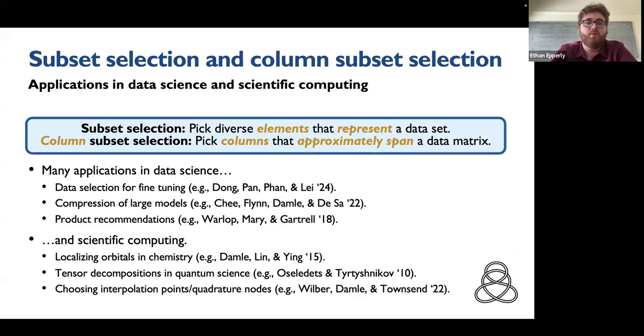So there's some very beautiful work that uses column subset selection methods to localize orbitals for computational chemistry. There's another line of work that uses column subset selection to construct tensor decompositions, which are very useful in quantum science. And also, you can think of problems where you want to pick interpolation points or quadrature nodes, say in a rational approximation or other types of numerical tasks. And this can also be thought of as a subset selection problem. Which of all the possible points that I could interpolate or use for quadrature should I select?